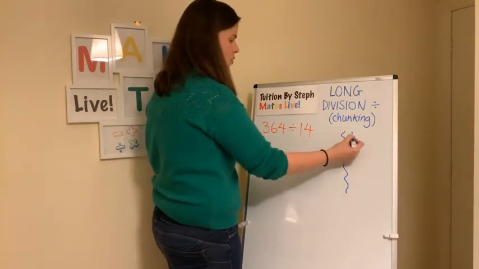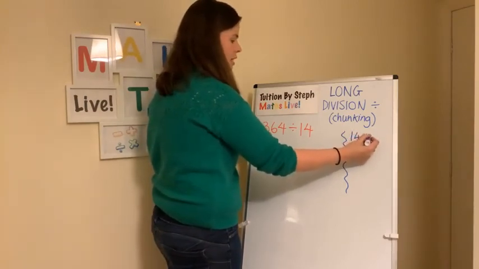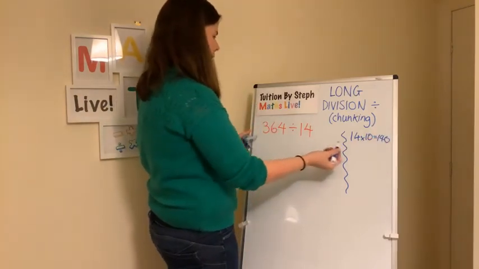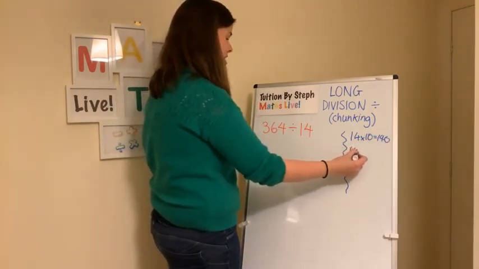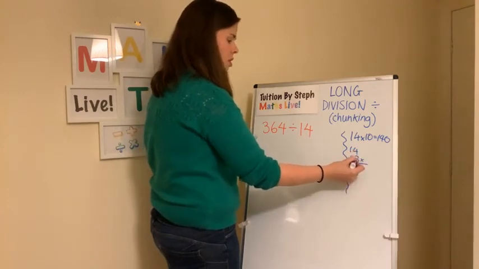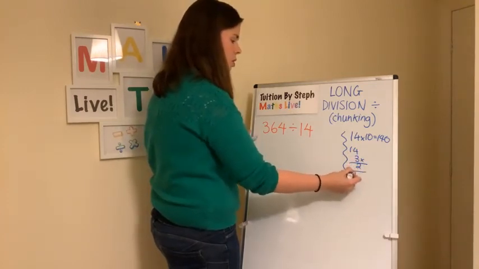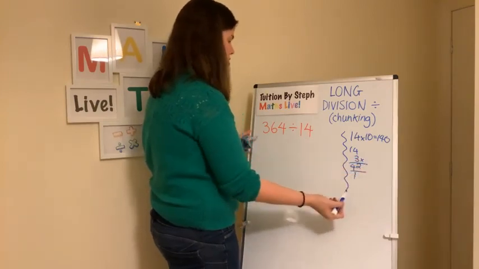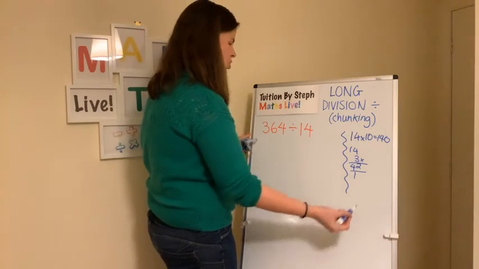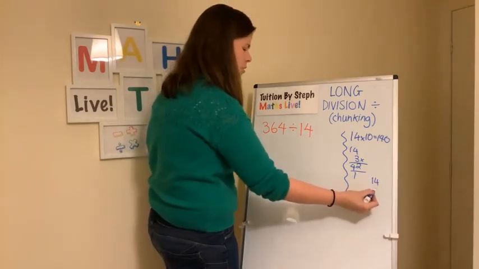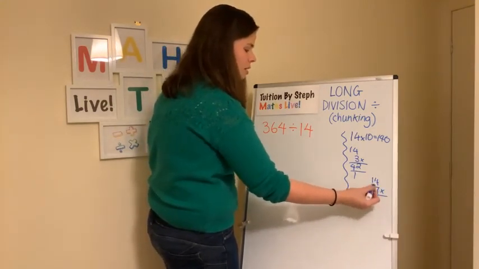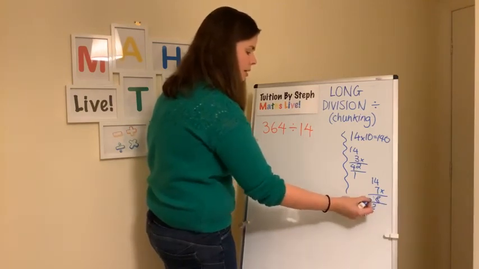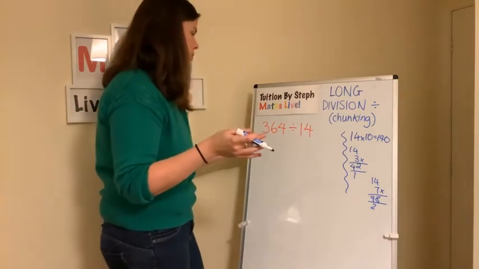Right, let's get some groups for 14. 14 times 10 is 140. Okay, 14 times 3. 4 3s are 12. 1 3 is 3, plus the 1 is 4. So that's 42. I'm going to do 14 times 7. 4 7s are 28. 1 7 is 7, 8, 9. Right, there's some groups. That'll do.